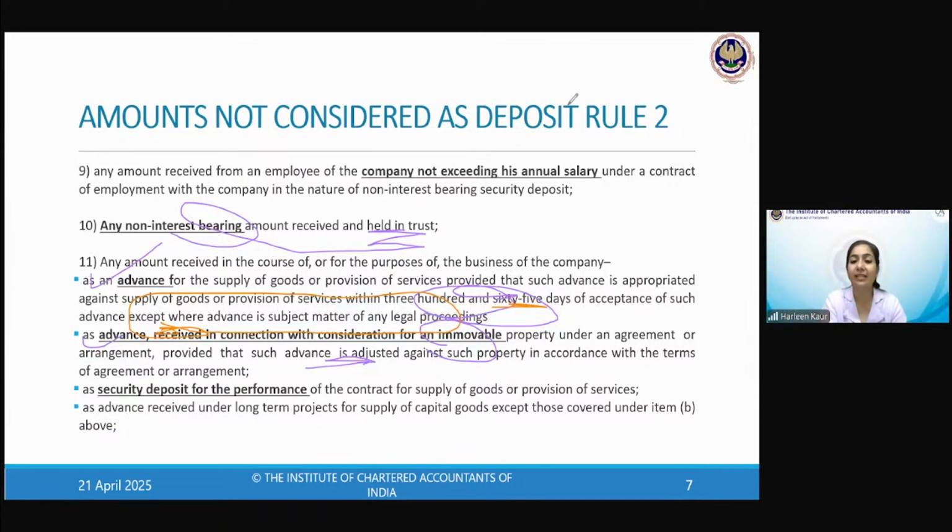वैसे 365 days देखने हैं, 365 days में अगर supply हो गए things, तो it is not a deposit. अगर legal proceedings हैं, then no 365 days. Then in any of the case, it is not a deposit. Clear? Immovable property के case में any advance adjusted, it is not a deposit. Next is for the performance of the contract. Third point. Just read the third point. What does it say?